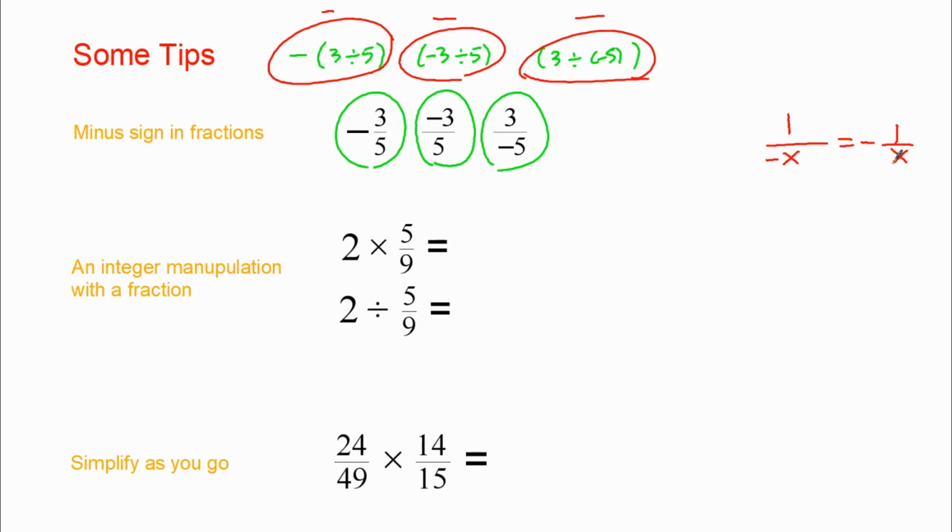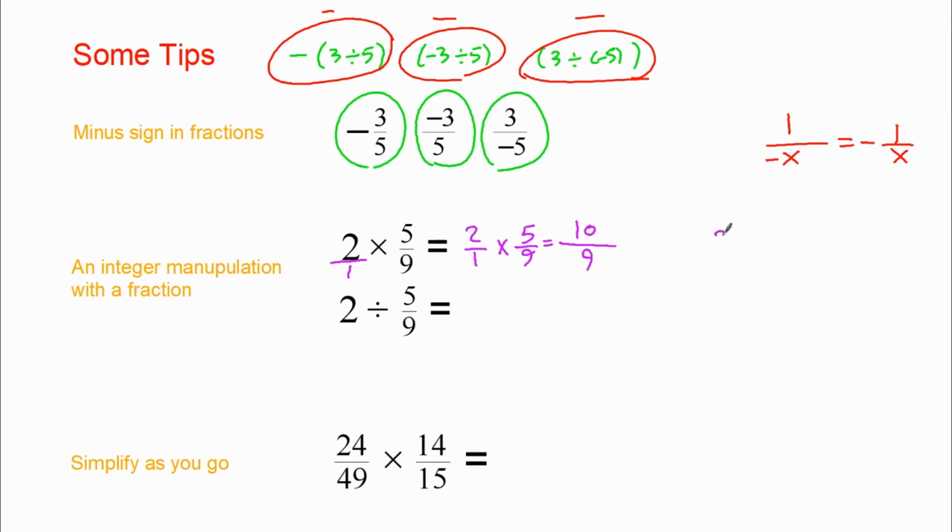The second thing that I have seen students struggle with sometimes is when we have an integer manipulation with a fraction. The examples I have put in here are 2 times 5 over 9 and 2 divided by 5 over 9. What students sometimes forget is that any number can be written in the form of a fraction. So this is 2 over 1 times 5 over 9. Then the same rules apply, so this would be 10 over 9 at the end.